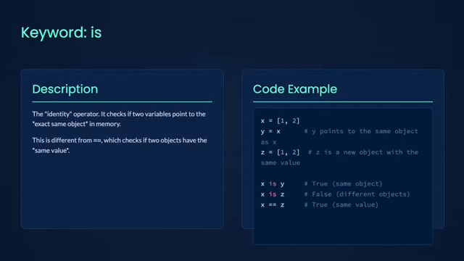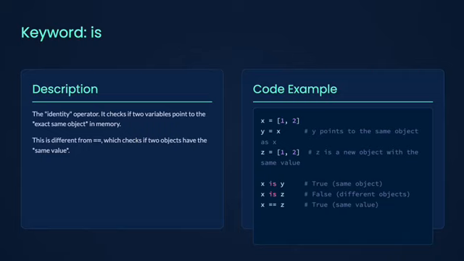This one is important: is, the identity operator. It's often confused with the equals operator, but they are not the same. Double equals checks if the values are the same. is checks if they are the exact same object in your computer's memory. So look at the code. We make x, which is a list, and we set y equal to x. This doesn't make a copy, it just makes y point to the exact same list as x. And then we make z, which is a new list that just happens to have the same values.